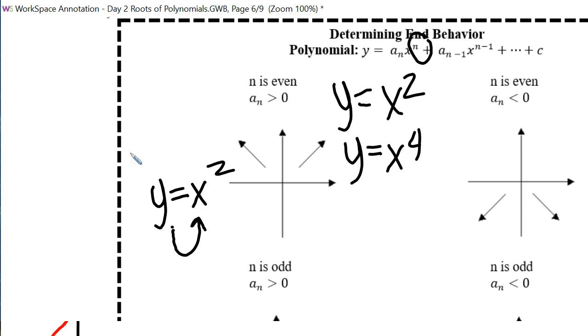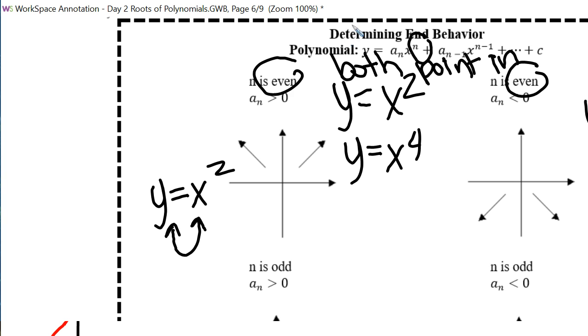But over here, if it's even and the leading coefficient is less than 0. So if your leading coefficient is negative, an example would be y equals negative x squared. Well, what does that negative leading coefficient make it do? Open downward. So what you need to notice is that for the even function, both arms point the same direction. They both point up or they both point down.